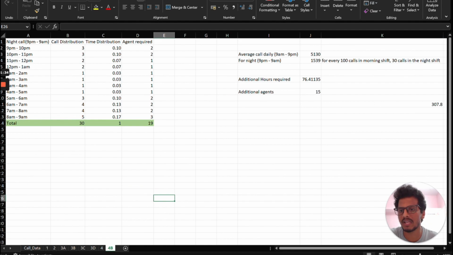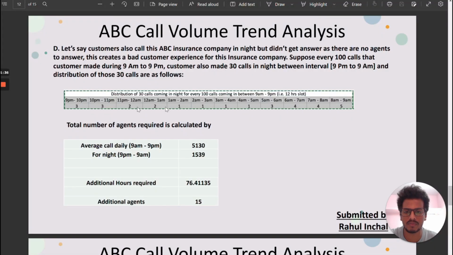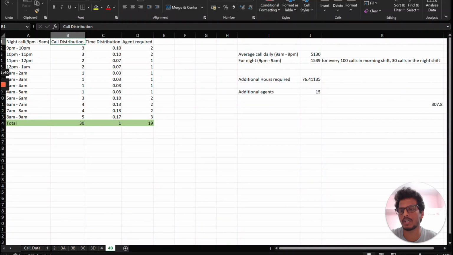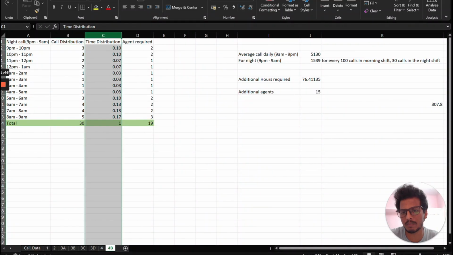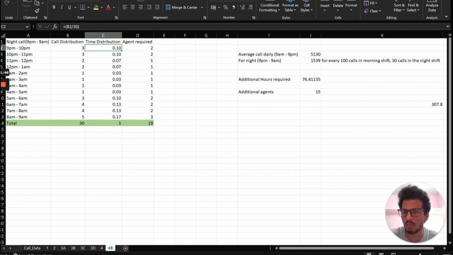Now 15 agents are required, and for the call distribution we have given, we have got 3 calls from 9 to 10. I've converted it into a tabular column. Now, total how many calls? 30 calls were happening. So how much is the percentage? That is 0.